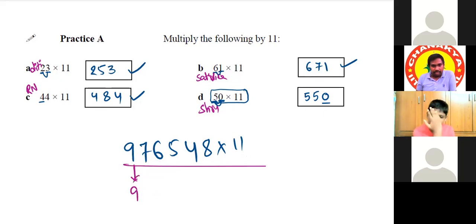First take 9 as it is. Next, 9 plus 7 is 16. 16, sir, means 1 here, 6 here. 7 plus 6 means 13. Sir, 13: 1 here, 3 here. 6 plus 5, 11.